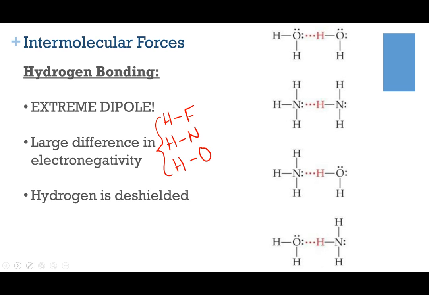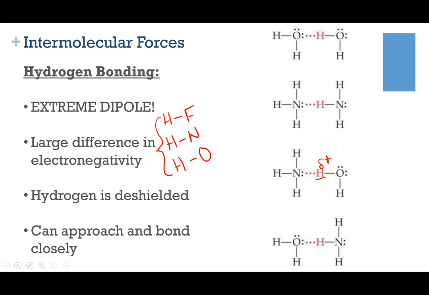hydrogen is a bit de-shielded, okay? So hydrogen has no other electrons shielding the nucleus. Remember, hydrogen has one electron. Nitrogen or fluorine or oxygen is hogging that electron. So this hydrogen kind of becomes exposed, if you will, de-shielded. And so it acts as a very, very strong center for that partial positive. So in addition to it being an extreme electronegativity difference, hydrogen's left out to dry a little bit, okay? It's de-shielded, it's exposed.